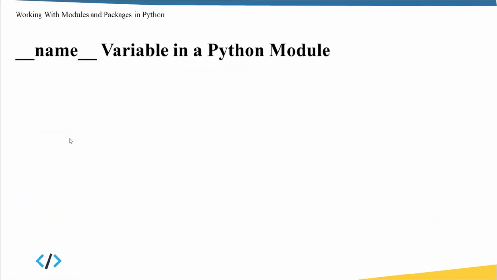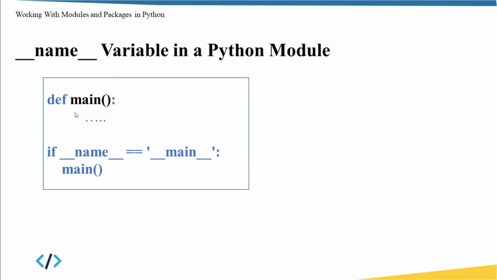Now the last idea that I want to talk about in the context of Python modules is the __name__ variable. __name__ is a built-in variable that is created for each module you create. So usually you don't create this variable yourself. Usually, if you want to use the __name__ variable, you will see syntax like this. You will define a function like main, for example, and write some code within this function.